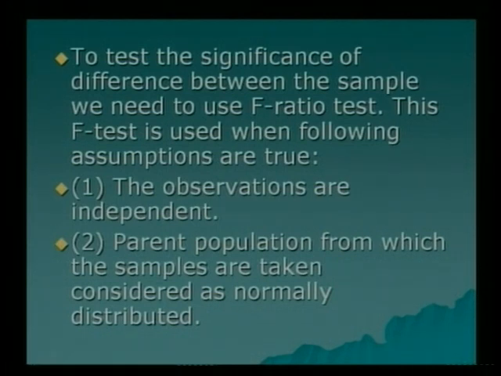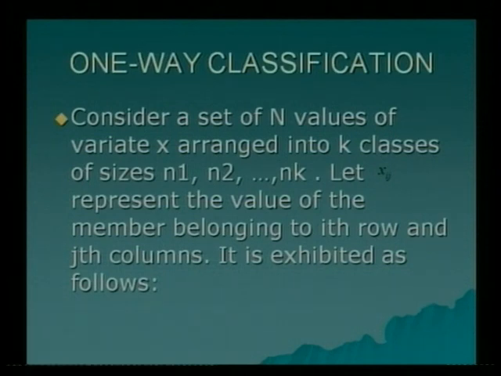This F-ratio test is used when the following assumptions are true. Number 1, the observations are independent. Number 2, the parent population from which the samples are taken is considered as normally distributed. Now let us consider one-way classification.